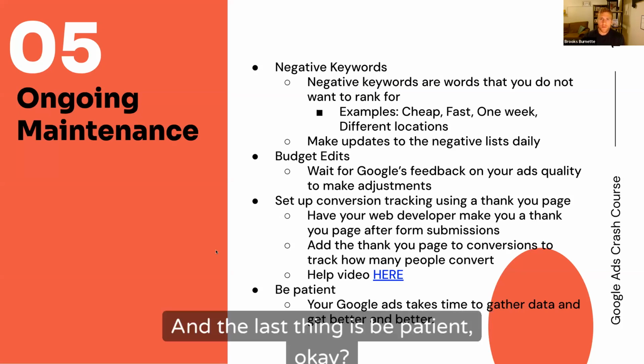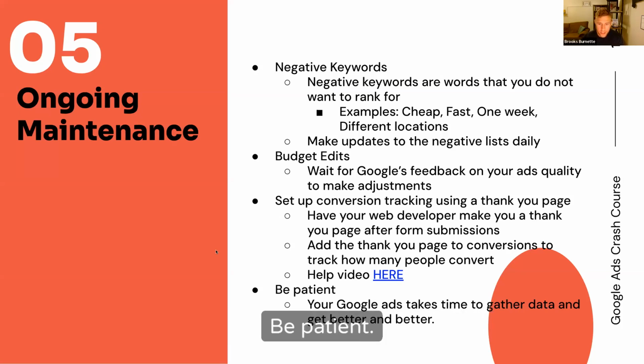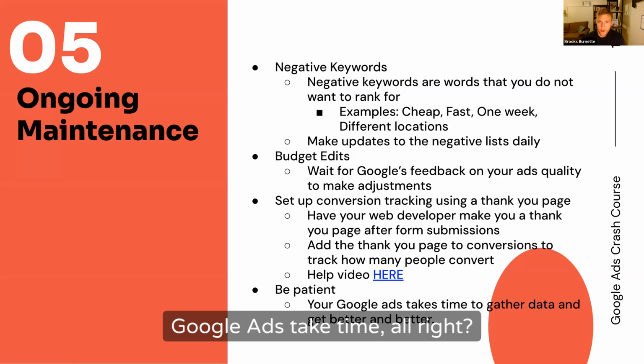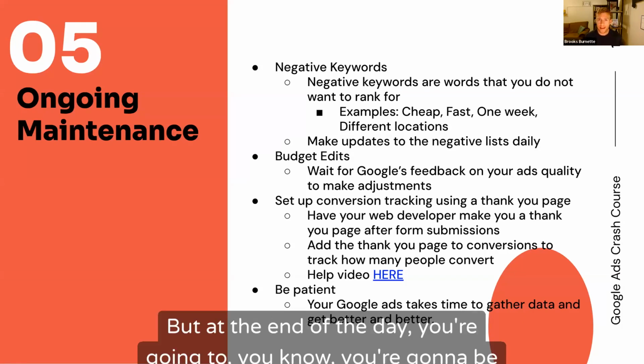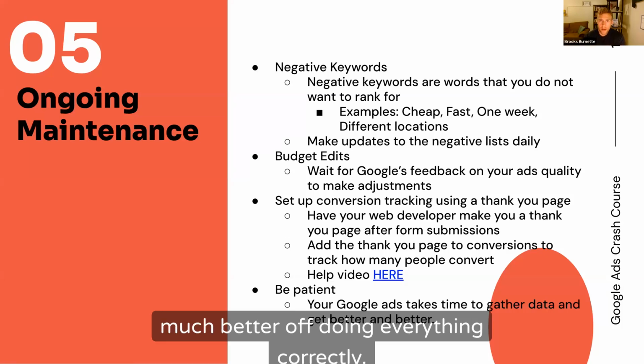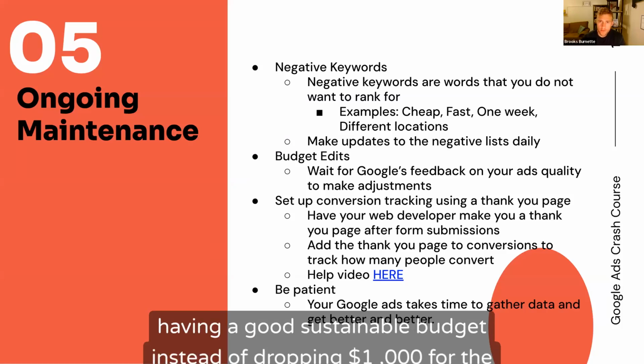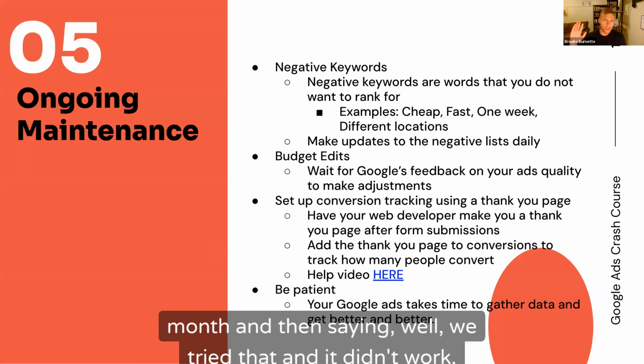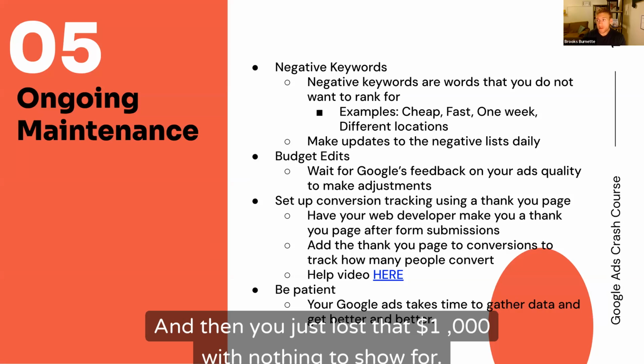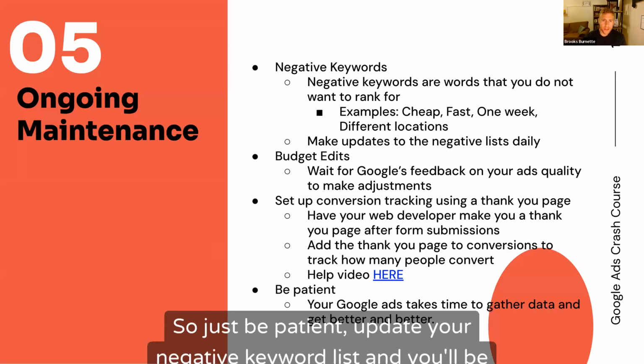And the last thing is be patient. Google Ads take time. It is an investment. But at the end of the day, you're going to be much better off doing everything correctly, having a good sustainable budget, instead of dropping $1,000 for the month and then saying, well, we tried that and it didn't work, and then you just lost that $1,000 with nothing to show for it. Just be patient, update your negative keyword list, and you'll be fine.